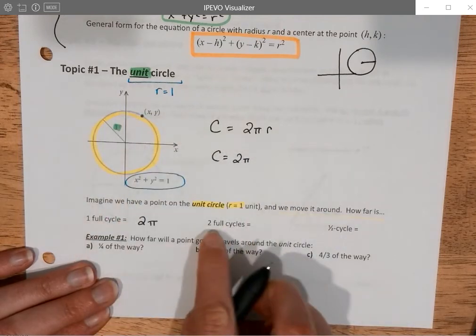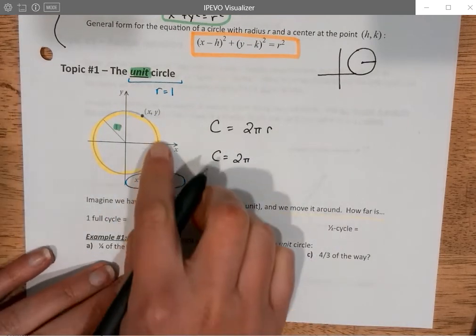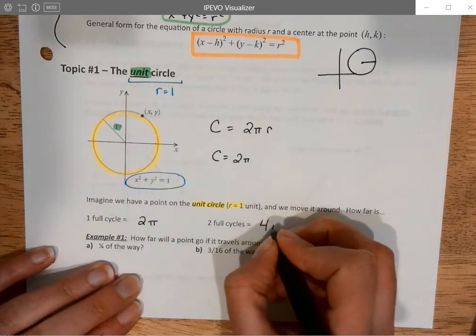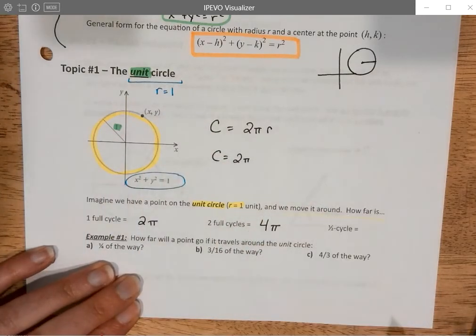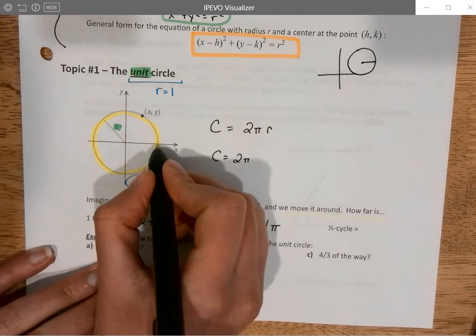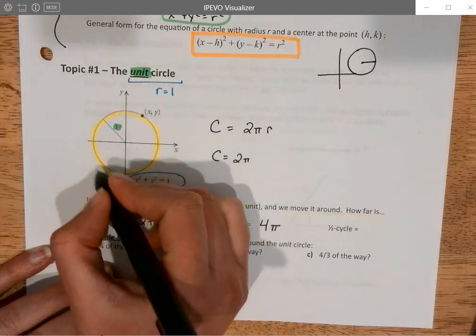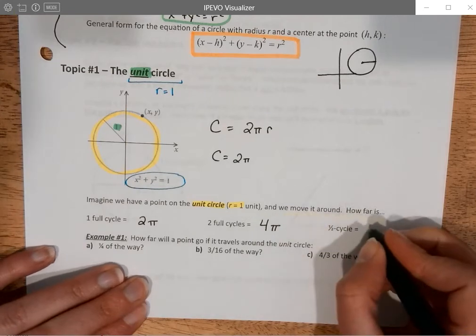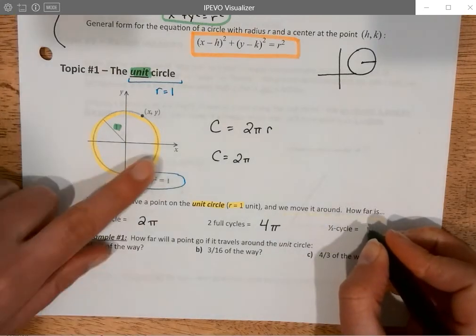Okay? If I go 2 full cycles, I go 2 pi and then 2 pi again, I'll have gone a distance of 4 pi around the circle. Half a cycle, well, if I'm only going half a cycle, I'm not going all the way around to 2 pi. I should take 2 pi divided by 2, and I'll have pi. So half a circle is going to have a distance of pi.